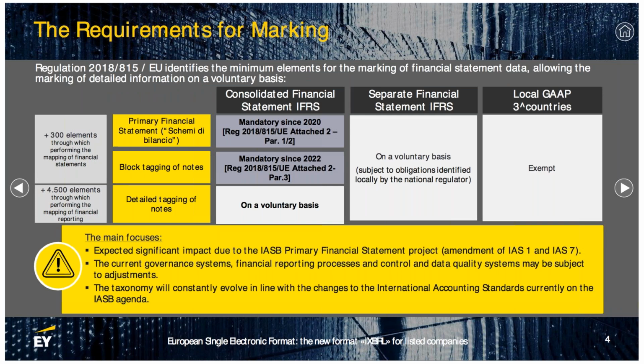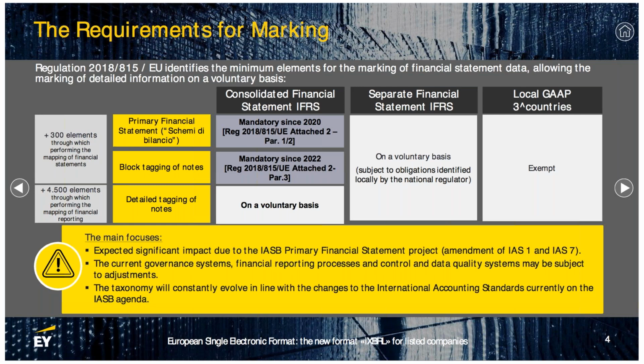here we have resumed all the things, because I don't know if you have had the chance to read about all the tags that ESEF produced in the regulatory technical standards, but you have to keep in mind that we have 5,000 tags that we can use to tag our schemes and the notes. But trying to resume all the things, we have 300 elements through which we perform the mapping of financial statements and the schemes.